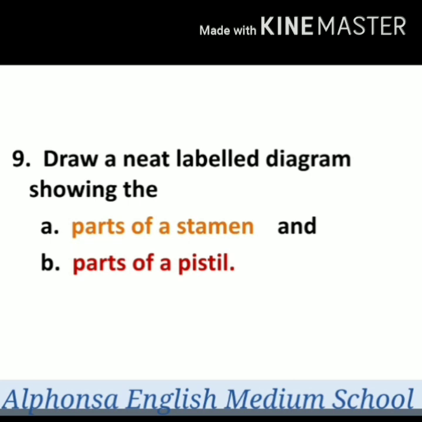Next question, that is question number 9. Draw a neat labeled diagram showing the parts of a stamen and parts of a pistil. This diagram is there on page number 61. Sorry, 61, not 62. Figure 7.23 and figure 7.24. You need to draw these two diagrams in the notebook. Only one stamen, if you draw, it's enough. You don't need to draw 4 stamens. You need to draw only one stamen and label the parts.